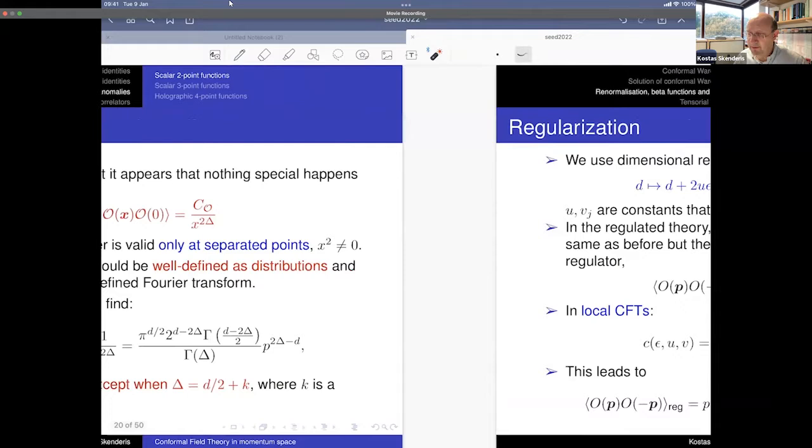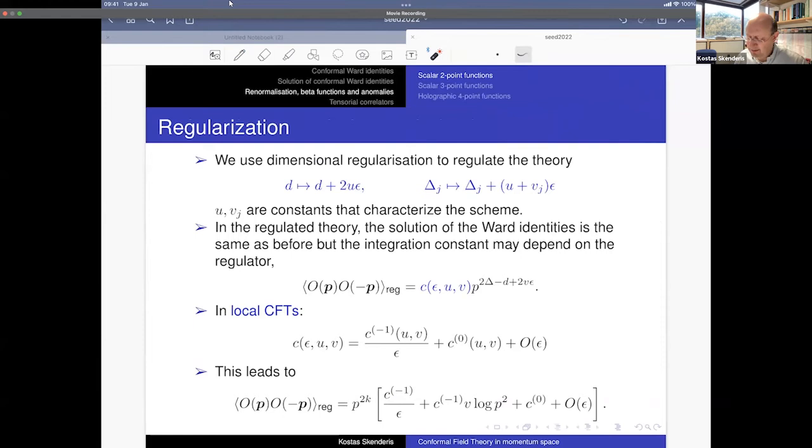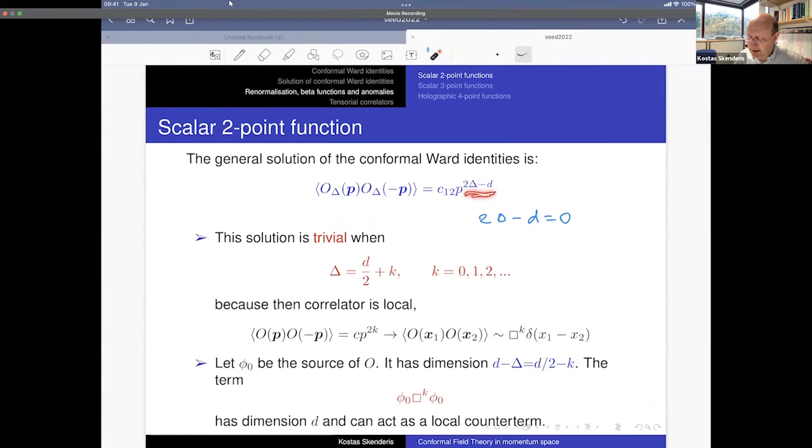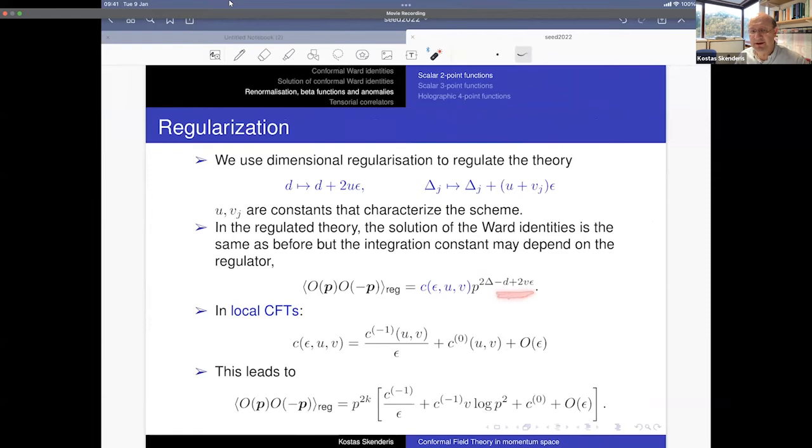So now the regulated theory, the general solution that we obtain is valid. The general solution was again this one, but now with delta and d continued. So now it becomes this expression over here. But now the constant that appears in front of the correlator, in general, will depend on the regulator. It will depend on epsilon and the parameters u and v that characterize scheme dependence. So now we need to understand what the singularity structure of these constants is.